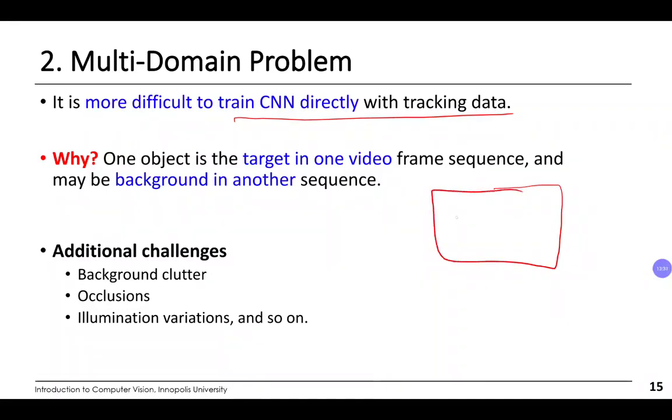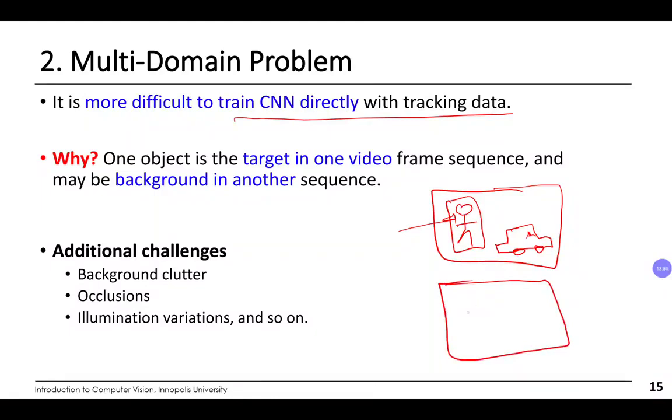This is a video frame where you have this human. You want to track this human. Okay, and here is a car. So the object of interest is the human. But in another video, where you have the human and the car, now you are going to target this car. So this kind of change makes the situation more difficult.